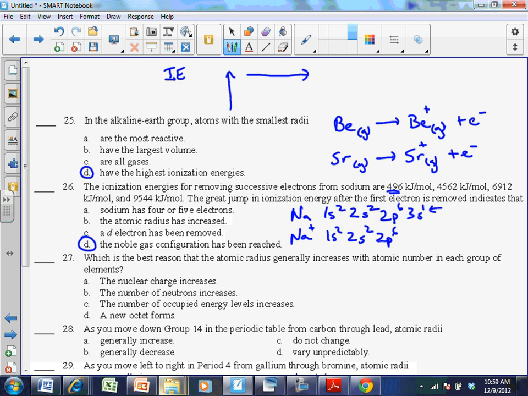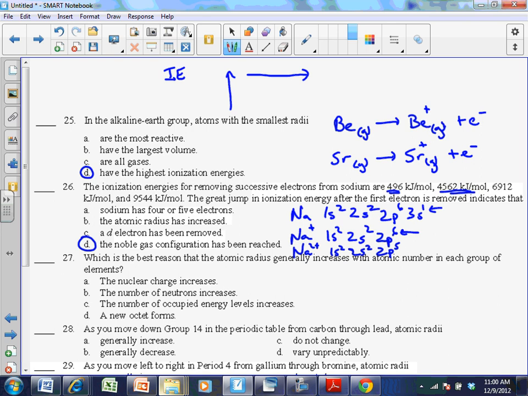But then I have to add 4,562 kilojoules to take one of these p electrons off and make Na2+. Okay? Na2+ is 1s2, 2s2, 2p5. That required a lot. So the second ionization energy is way more than the first, because you're taking away from the noble gas configuration.